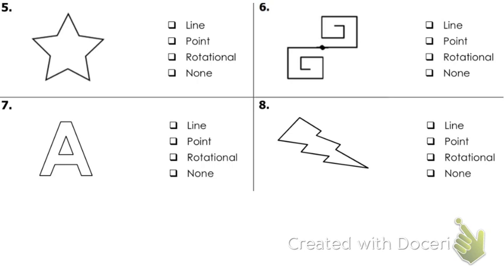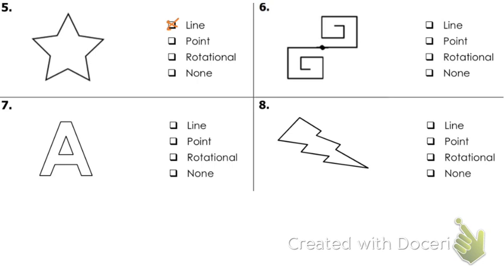Okay. So on 5, do we think the star has line symmetry? Yes. Can you pick through a lot of different spots? Yes, you can pick any of the 5. Right? That was very interesting.